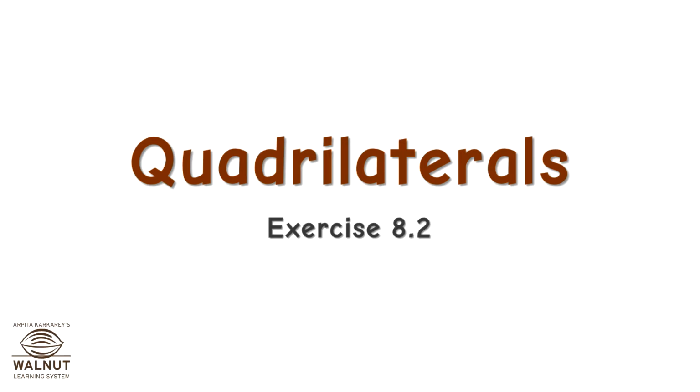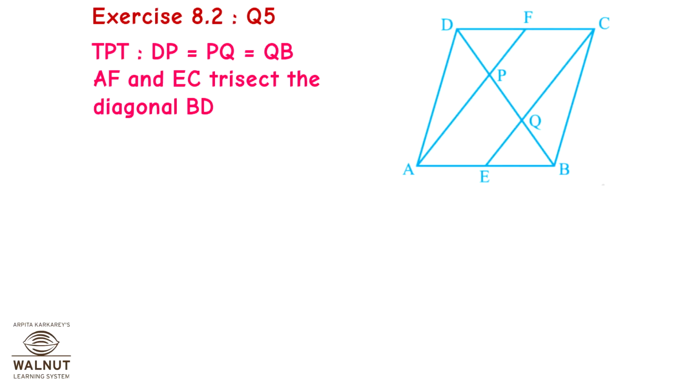Quadrilaterals. Exercise 8.2. Exercise 8.2, question 5. We have to prove that DP is equal to PQ is equal to QB. AF and EC trisect the diagonal BD.